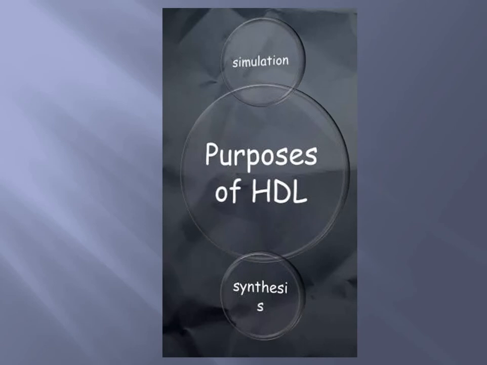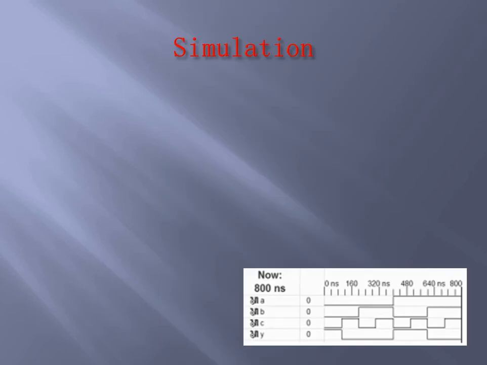So now what is the purpose of HDL? The purpose of HDL is to get both done, that is simulation and synthesis. Now in short, simulation is converting your HDL description into test bench waveform or verified output, that is verifying the functionality of the design, whereas synthesis is converting your HDL or textual description into a list of components that will be implemented on a given PLD. Let's see what simulation is.